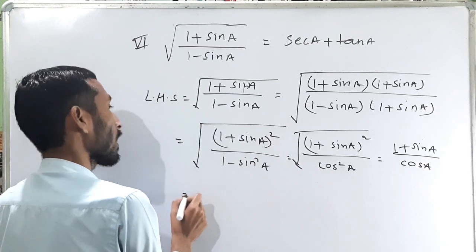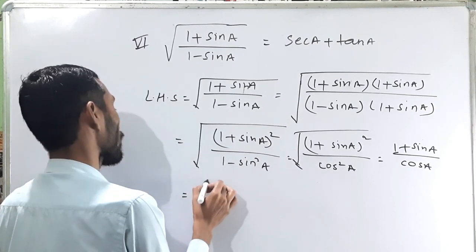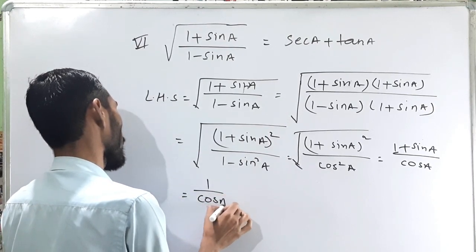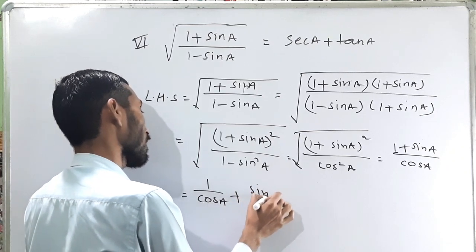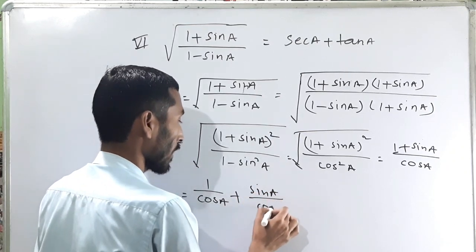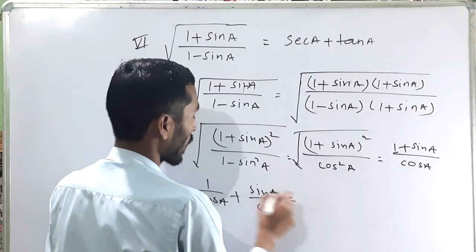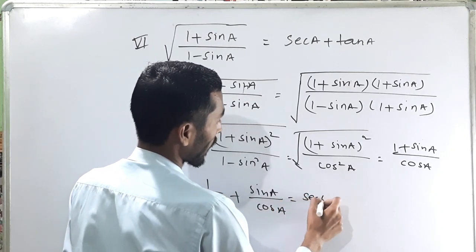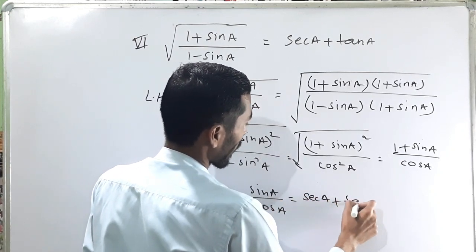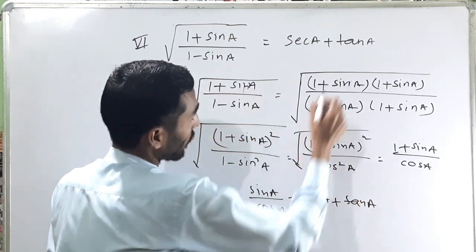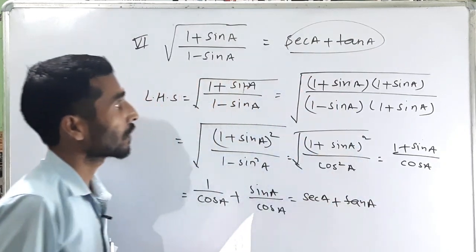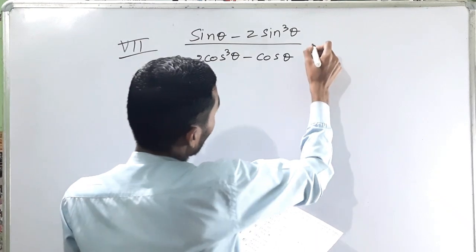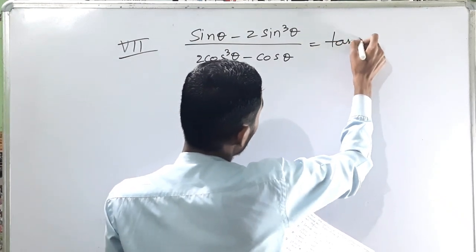And we can do it like the similar question, 1 by cos A plus sin A by cos A, and we can write 1 by cos A equals sec A plus tan A. Okay, this is in the denominator. Minus cos theta equals tan theta.